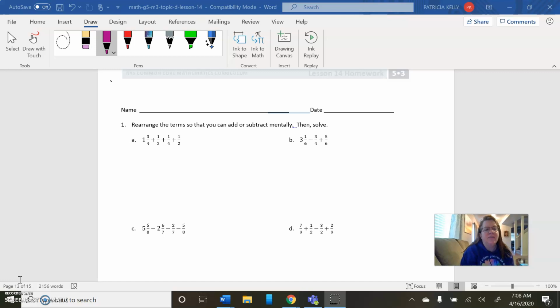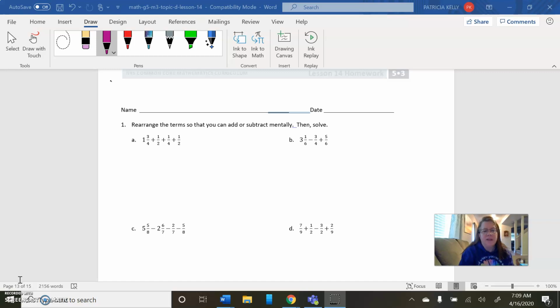The directions on number 1 say rearrange the terms so that you can add or subtract mentally. Now, you might not be able to do it mentally, but you're going to rearrange them so that they will be a lot easier in that way. Okay? And then you can solve. So let's take a look at just a couple of them, and then I'll have you work some more on your own.